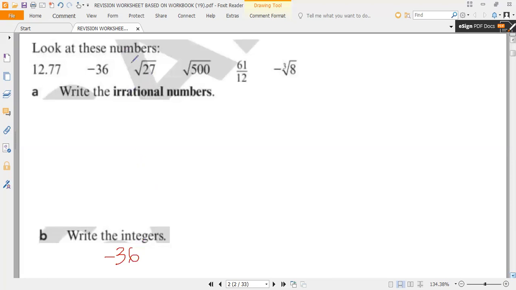Right. Next one, square root of 27. If you notice, square root of 25 is 5. The next number will be square root of 36 because 6 times 6 is 36. So any number in between is considered an irrational number. Square root of 27 is an irrational number. An irrational number which has a square root like this is also called a surd. Keep that in mind, yeah? All right, square root of 500 is also an irrational number.